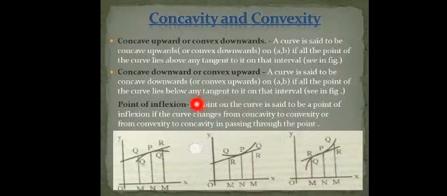See. Now, point of inflection. A point on the curve is said to be a point of inflection if the curve changes from concavity to convexity. See, from here it is changing from concavity to convexity, right? Or from convexity to concavity in passing through the point. So here concave upward or convex downward is the same, and similarly concave downward or convex upward is the same.